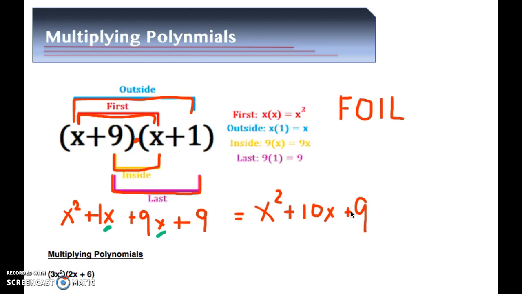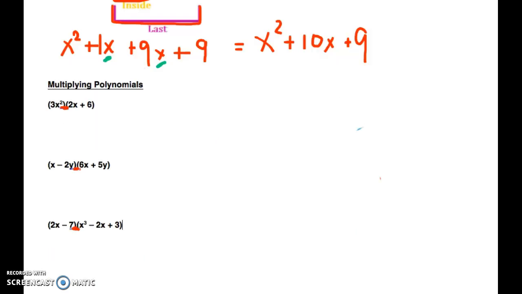Now let's have a look at multiplying different polynomials together, not 2 and 2, not two binomials, but what do you do if you have maybe 1 times 2 or 2 times 3, and just some simple tricks that you can use so that you don't lose track of any steps. Okay, let's have a look at our first example.